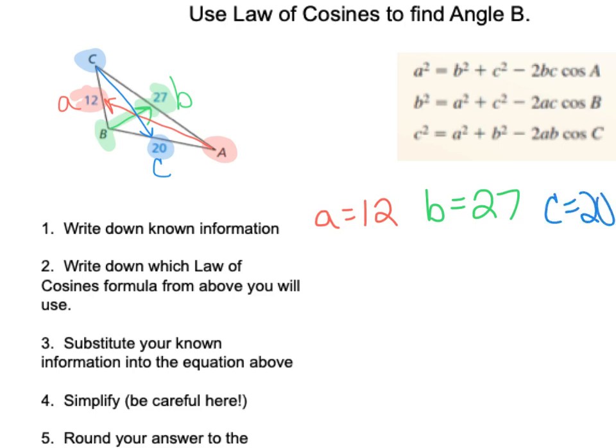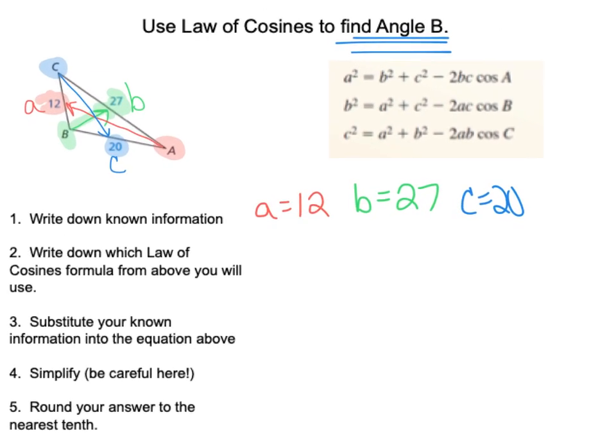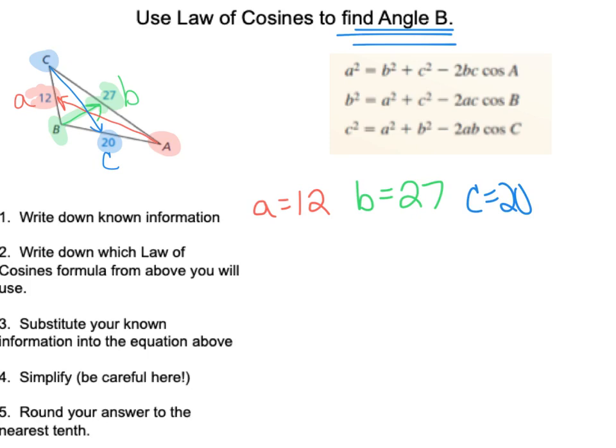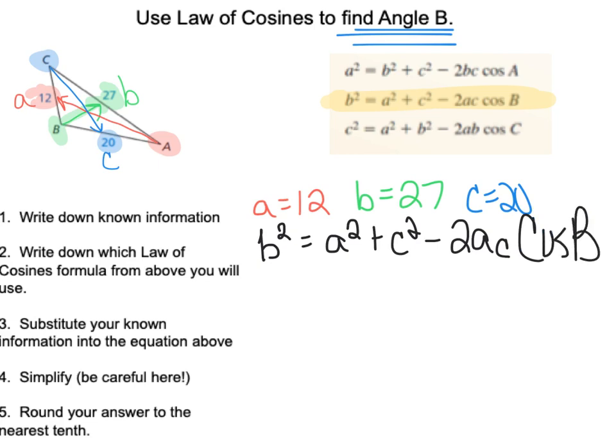And again, it's asking us to find angle B. So we look at our options here, and the one that has angle B in it is the middle one. So let's write down that formula. We're going to have B squared equals A squared plus C squared minus 2AC times the cosine of B.